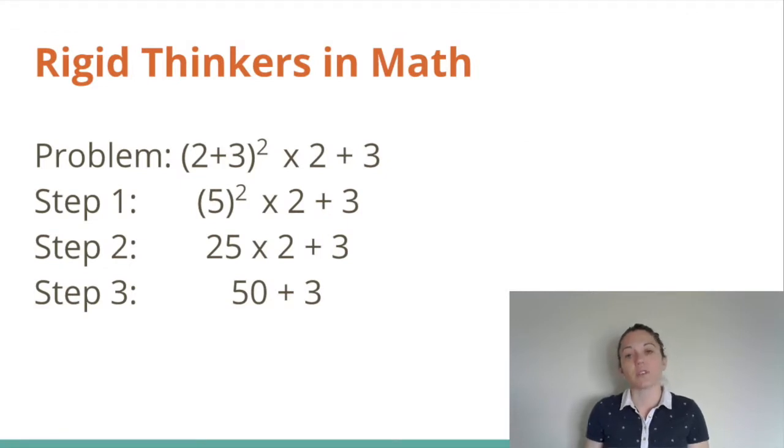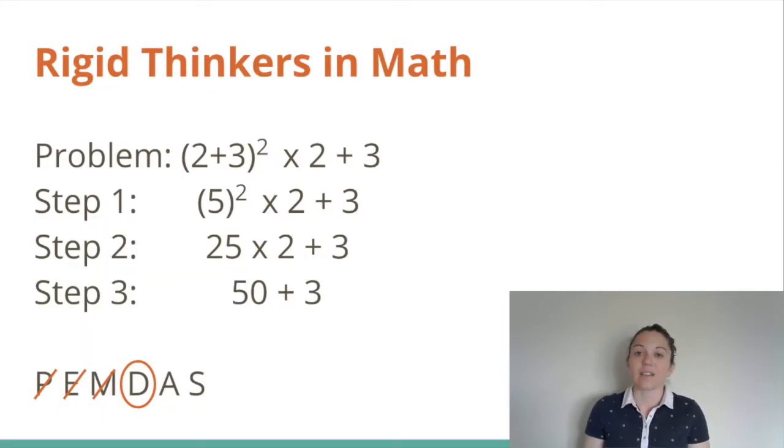They might be able to complete the first 3 steps. So 2 plus 3 is 5, and then 5 squared is 25, and multiplied by 2 is 50. However, according to PEMDAS, they should now divide, but there is nothing to divide in the problem. Your student might stop here because although you have told them that if the operation is not there to skip it, they still have that list that they are following.